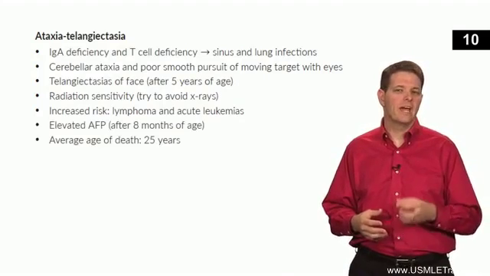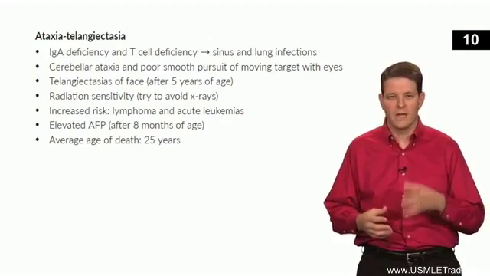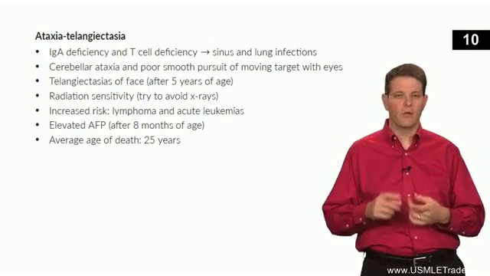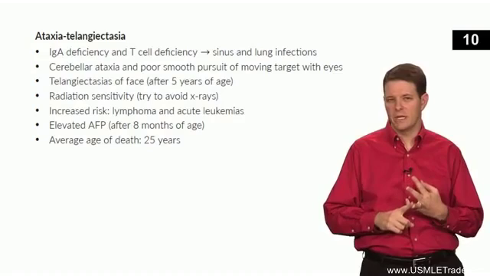And AFP is usually elevated in these kids after 8 months of age, and that can be useful for screening. So in that toddler with poor smooth pursuit, you might check the AFP level. So remember, A for ataxia, A for IgA deficiency, and A for AFP.